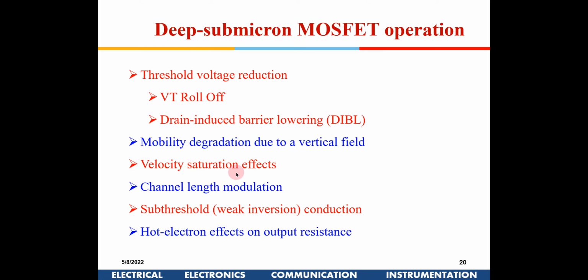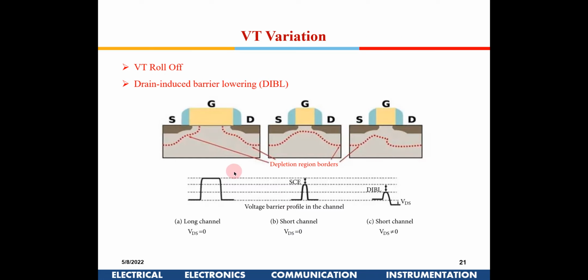So we'll briefly look at each one of them. Okay. Now this is known as a VT variation. So this is a long channel device. If you see here, when you have the source and the drain, this is N and this is P.